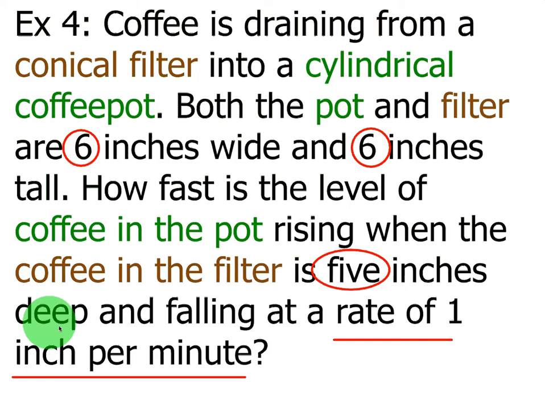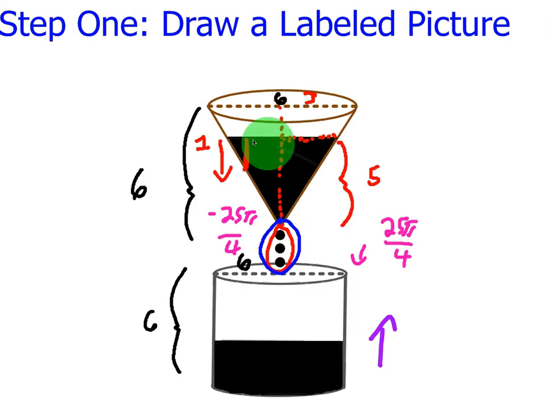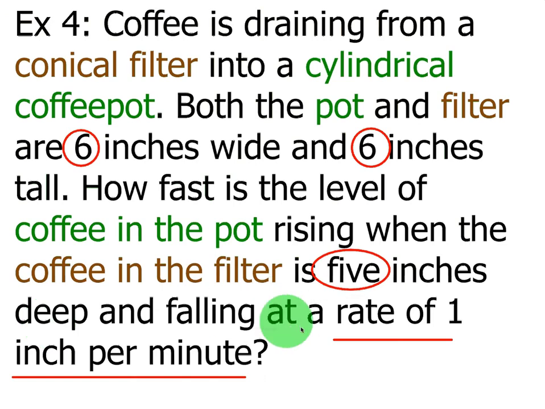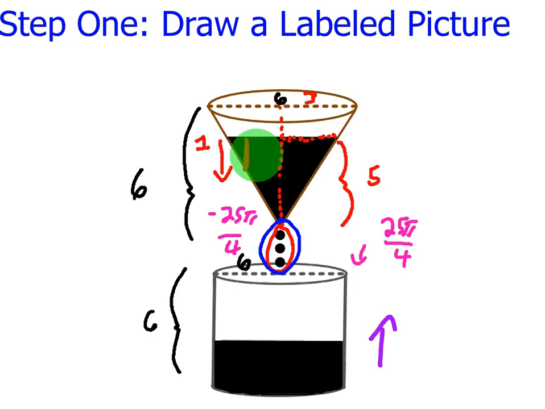How fast is the level in the coffee pot rising when the coffee in the filter is 5 inches deep? So let's go ahead and label that. Let's say right here, the height of this coffee in this filter is 5 inches deep. Okay. And falling at a rate of 1 inch per minute. So basically what's happening here is that when it's 5 inches tall, it's falling at a rate of 1 inch per minute. So that's an instantaneous rate, just like the speed of a car, only it's much smaller, right? 1 inch per minute isn't very much, but you can kind of see what that means in terms of this problem. Its speed right here is 1 inch per minute.